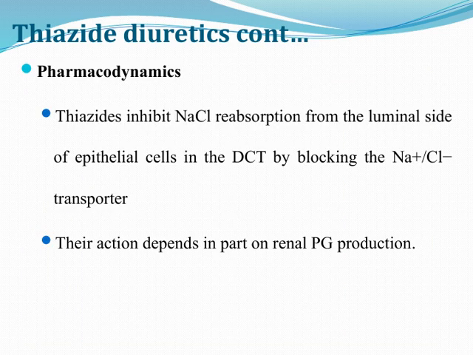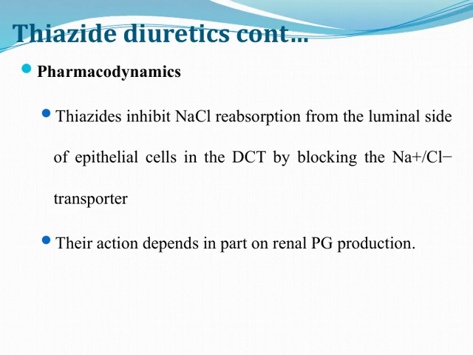Now, let's continue with the pharmacodynamics of thiazide diuretics. These drugs work by inhibiting the reabsorption of sodium chloride, or NaCl, from the luminal side of epithelial cells in the distal convoluted tubule. They do this specifically by blocking the Na+/Cl- transporter, which is essential for sodium and chloride reabsorption in this part of the nephron.